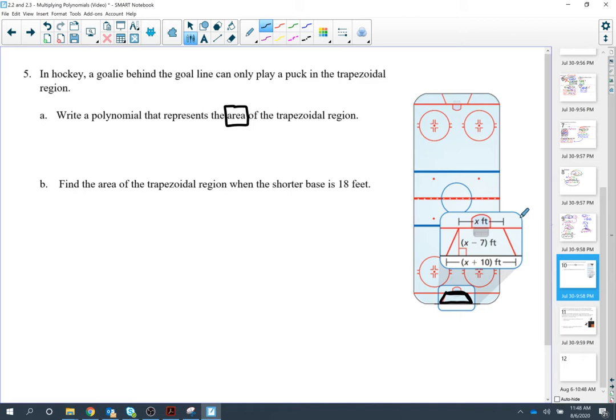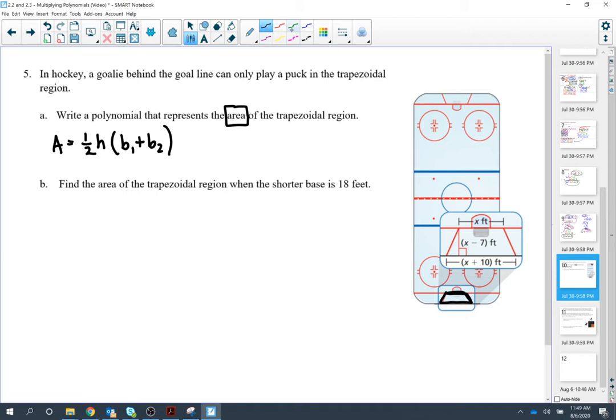If you don't know, Google. Google is your friend. Just type in what's the area of a trapezoid, and it's going to give you something like this. Area equals 1/2 h times (b1 plus b2). Now, h is the height. The height, remember, kind of goes straight down the middle, forms a right angle. b1 and b2, base 1 and base 2.